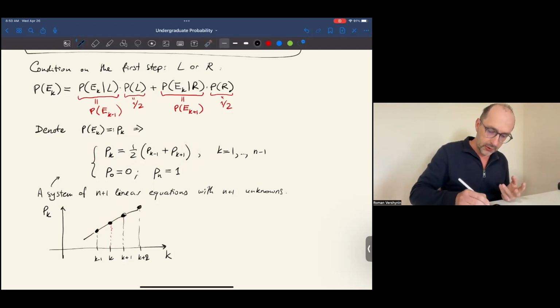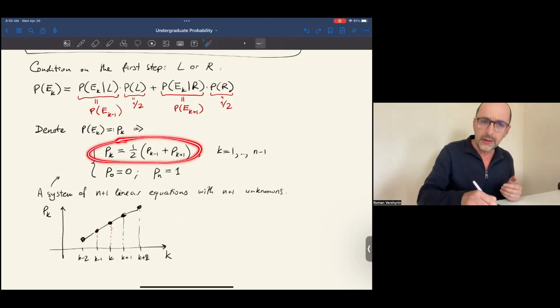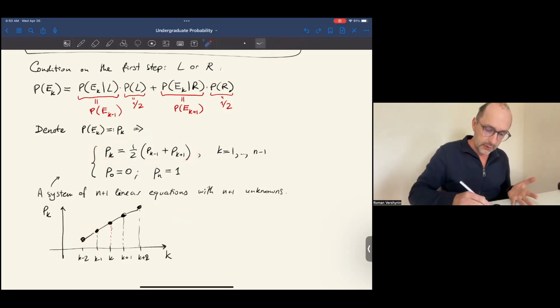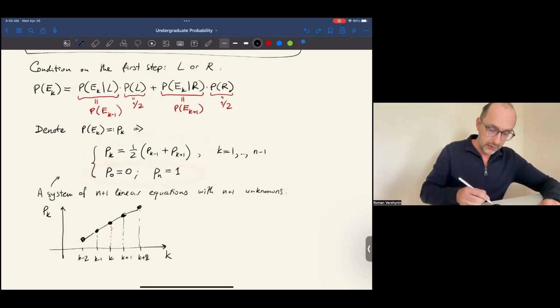And I can continue it to k minus 2, and that point must be the midpoint between these two, and so on and so forth. So all these equations tell us that all these points lie on a line. The dependence is linear. These boundary conditions tell us that P0 is 0.